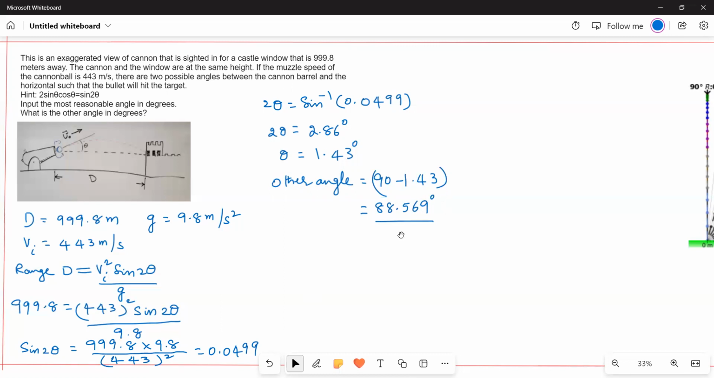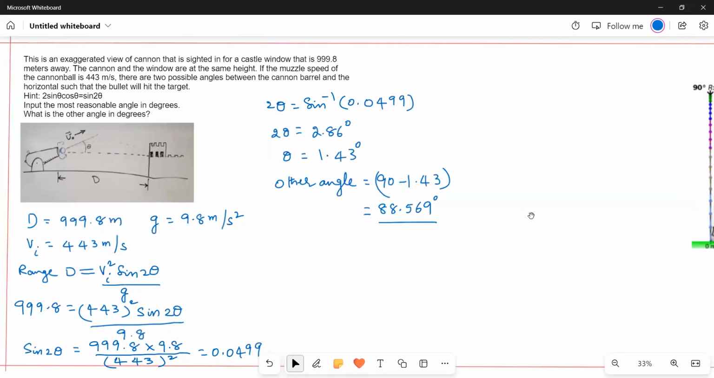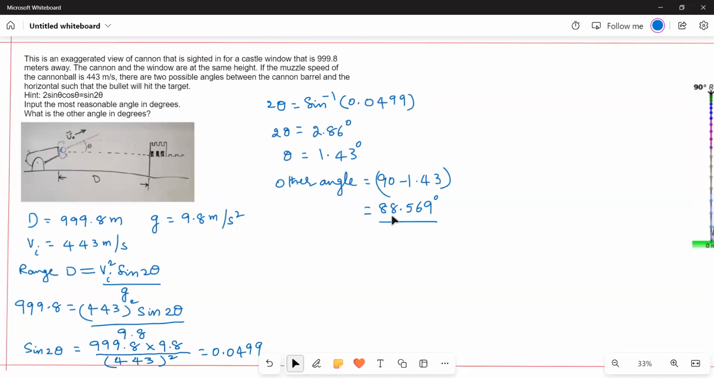This is the supplementary angle for the actual angle. So the sine of the supplementary angle will be the same. I will explain the difference between these two angles. The range will be the same. You will get the same range for 1.43 degrees and 88.57 degrees.